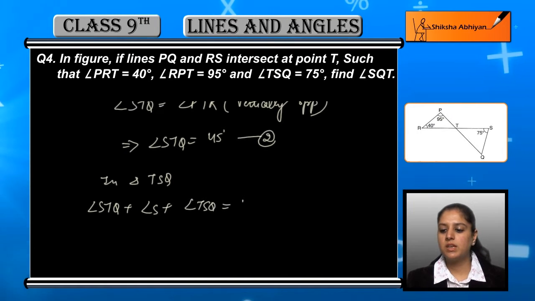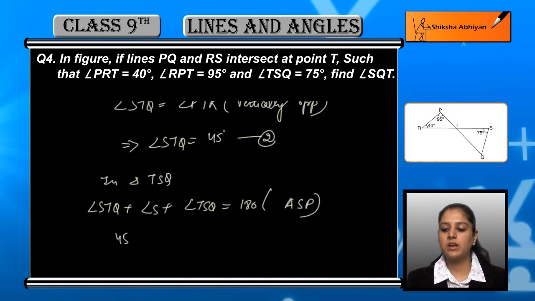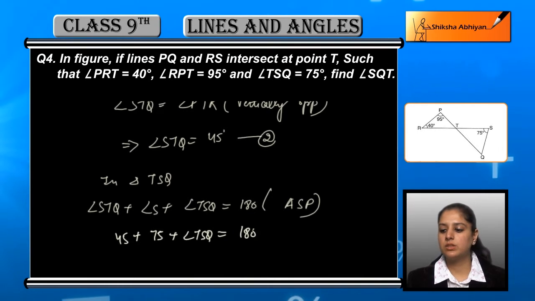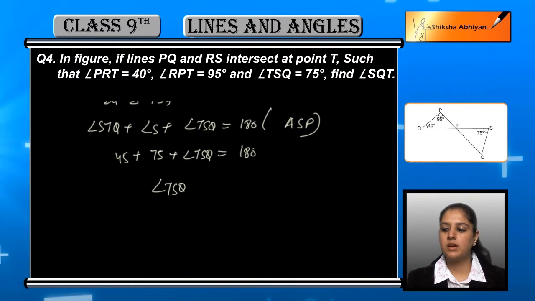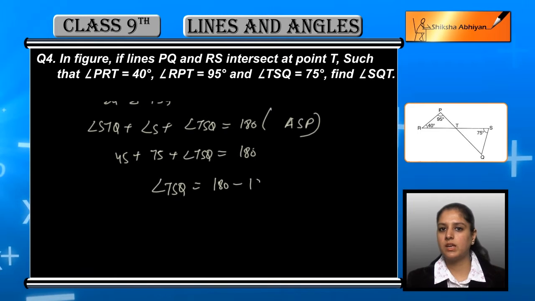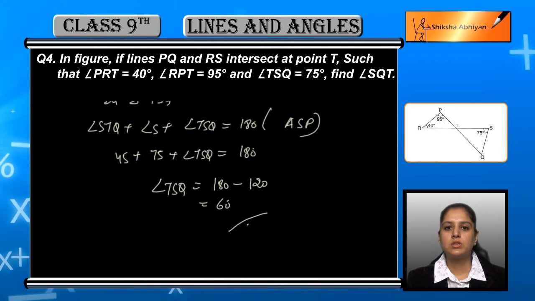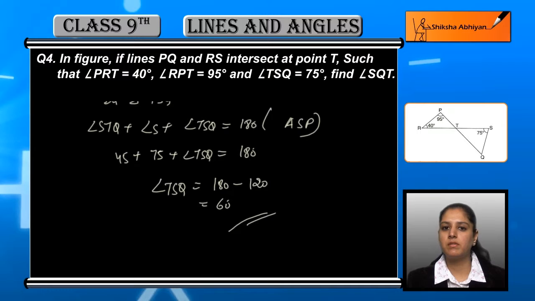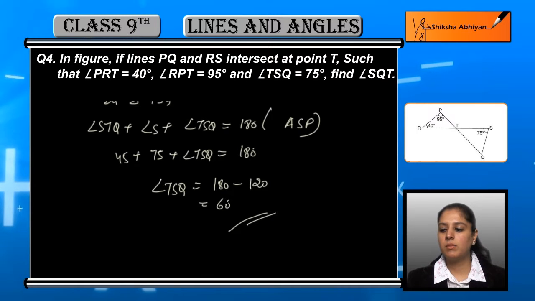अब same तरीके से if we take another triangle TSQ, triangle में you have angle STQ plus angle S plus angle TSQ equal to 180. इसमें भी अगर हम देखें तो एंगल सम प्रॉपर्टी लग रही है, angle sum property of a triangle. Now we have 45 degree plus 75 plus angle TSQ equal to 180. So angle TSQ is equal to 180 minus 45 and 75 का एडिशन. So that is 180 minus 120, which is equal to 60 degree.